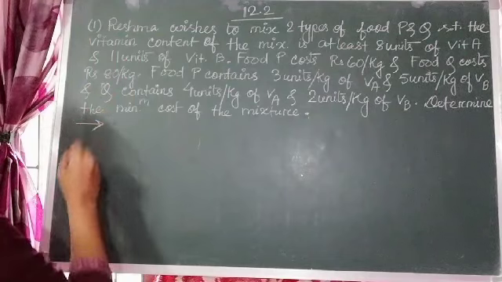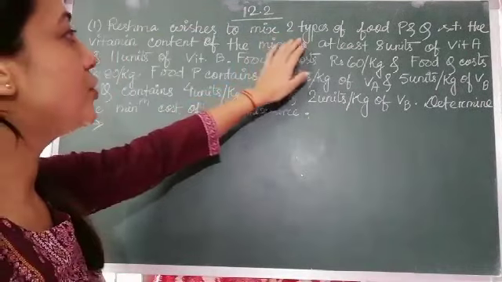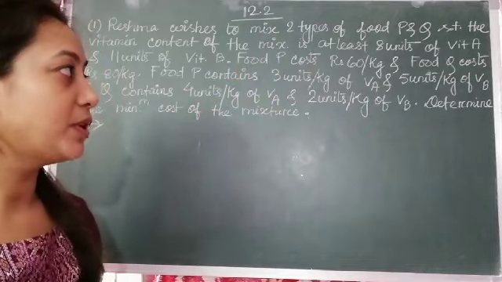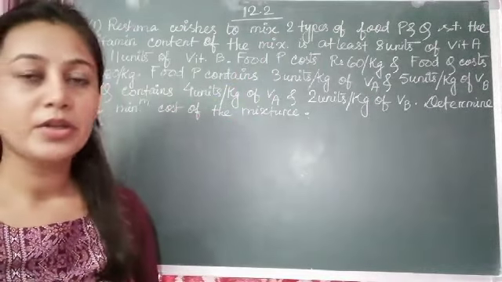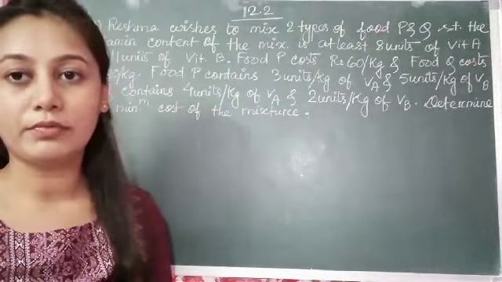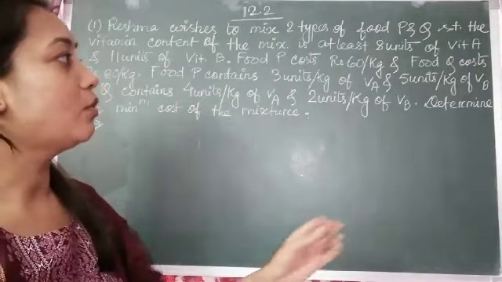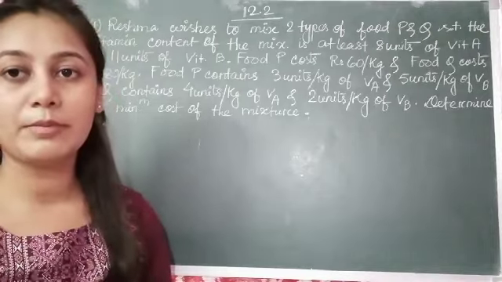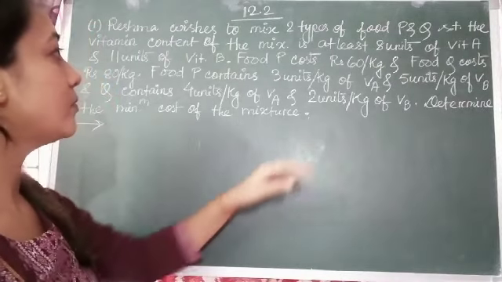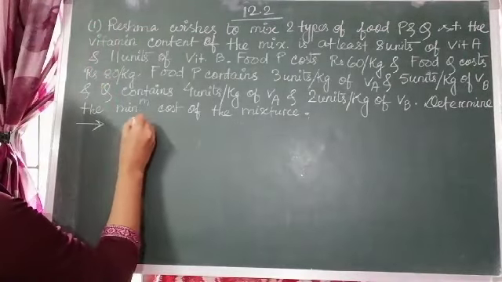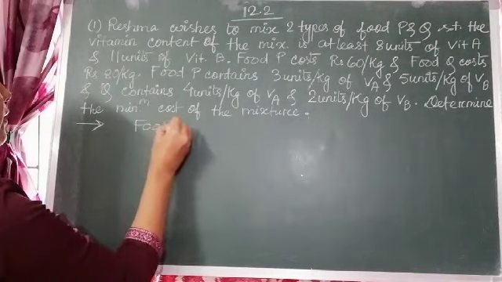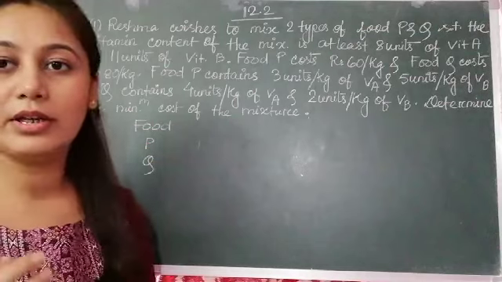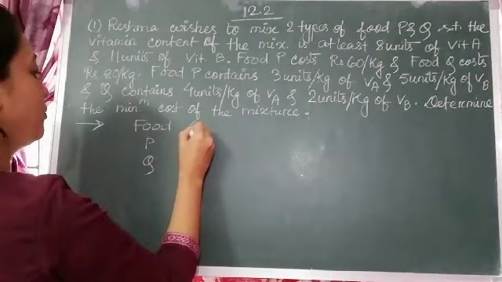So the first one is Reshma wishes to mix two types of food, P and Q. So the first thing I would like to mention is whatever item is given, you will write the quantity of that item, because if the quantity is not known, hence you will not be able to proceed the sum. Okay, so the item is food here, and there are two types of food, that is P and Q, and accordingly, as I said, you will assume the quantity.